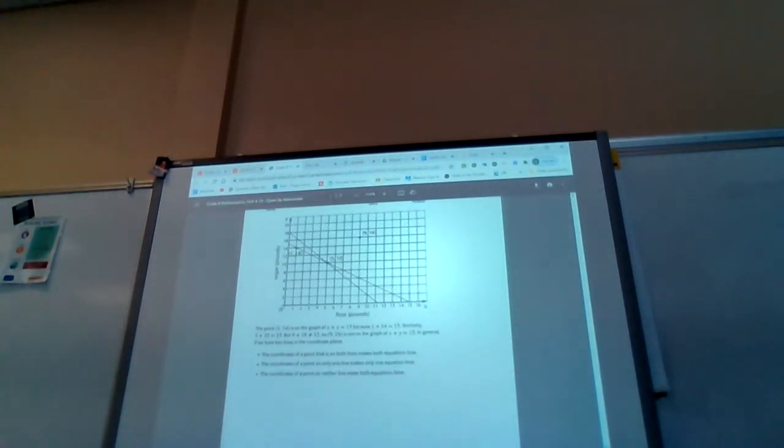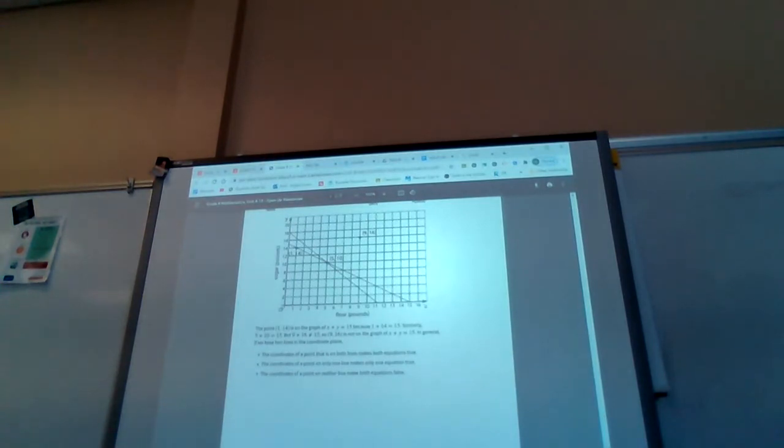We're still talking about, if you go to the next page, the sugar and the flour. The point 1 comma 14 is on the graph x plus y equals 15 because 1 plus 14 is 15. Okay.